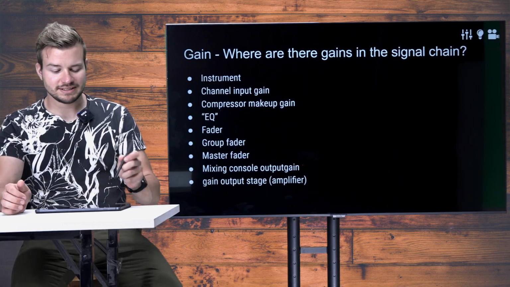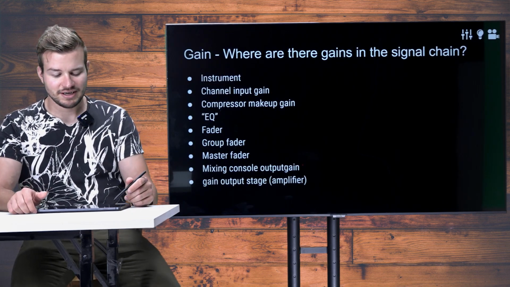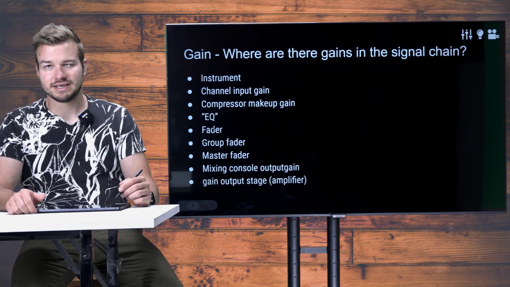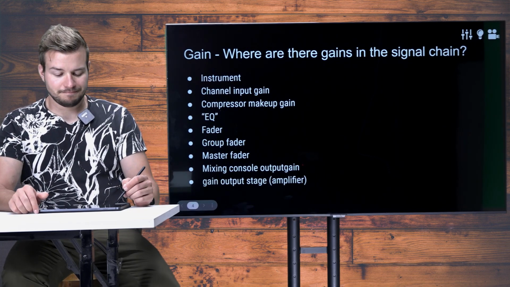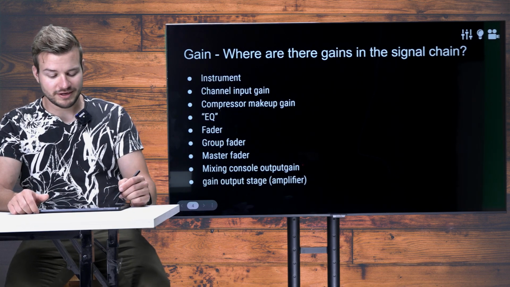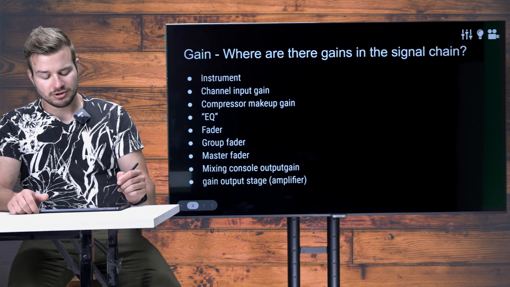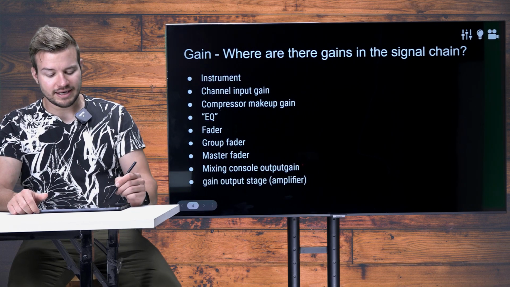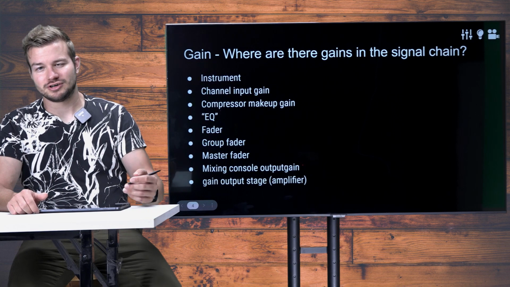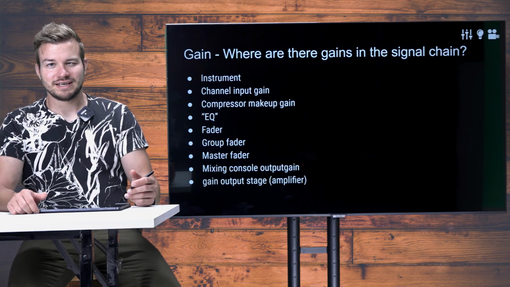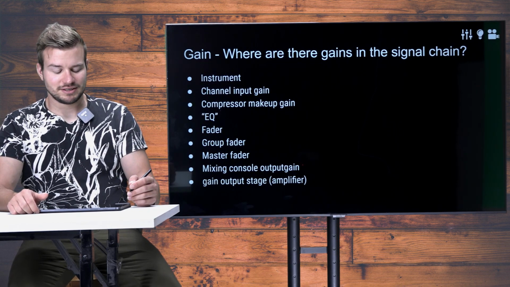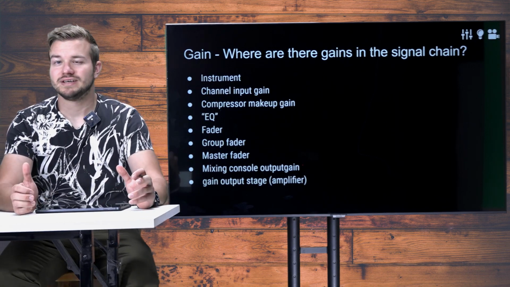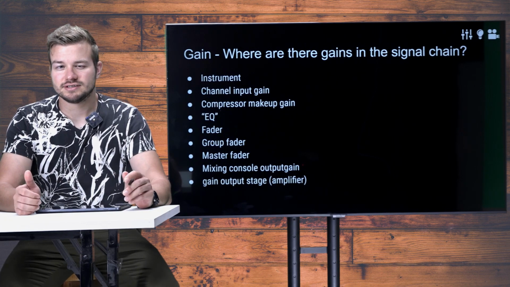I put them all in a list. We have the instrument gain as explained, we have the channel input gain, the compressor. We could see the EQ as a gain too. We have the fader gain. If we use groups, we have a group fader. Then we have the master fader. Some consoles have an output gain of the console itself, and then the gain of the output stage, so the amplifier, or if it is an active speaker, the gain at the speaker itself. So a lot of gains, and the big challenge now is how we can set these gains correctly.